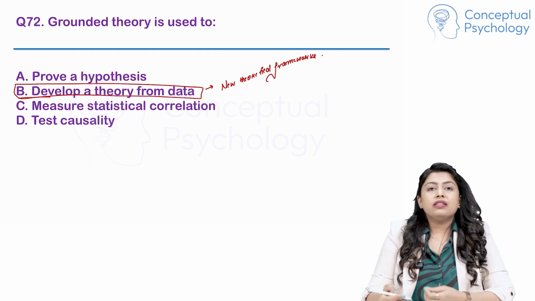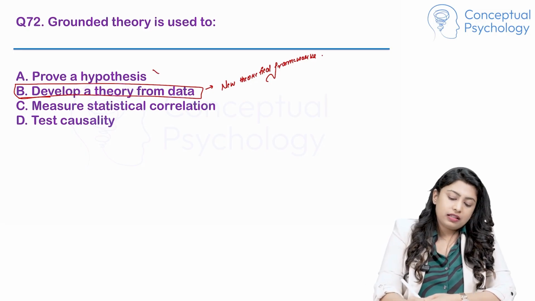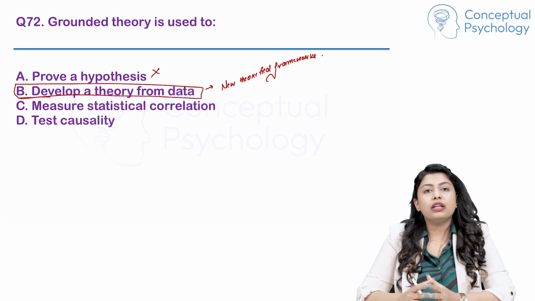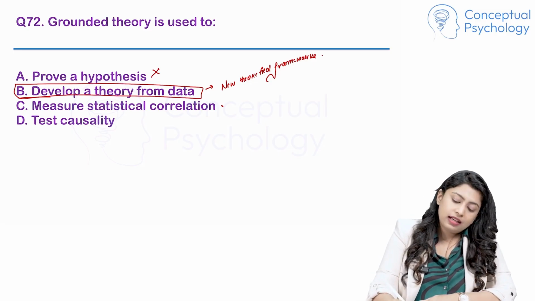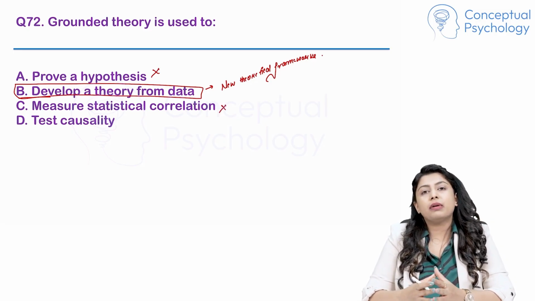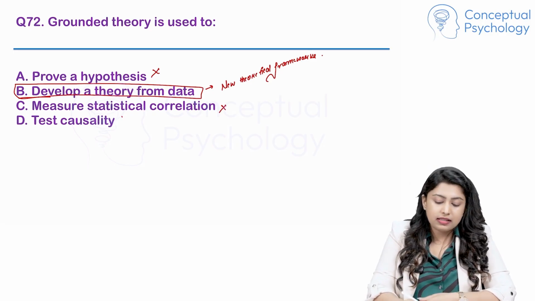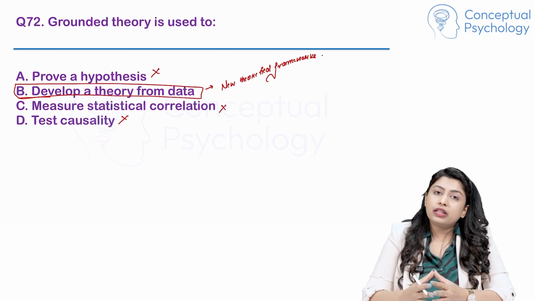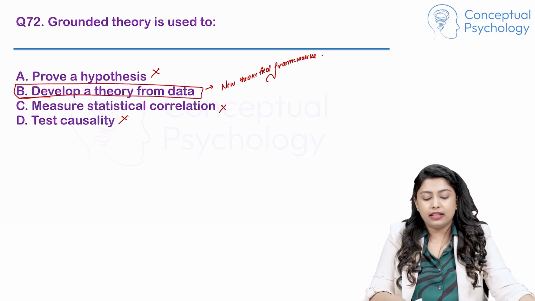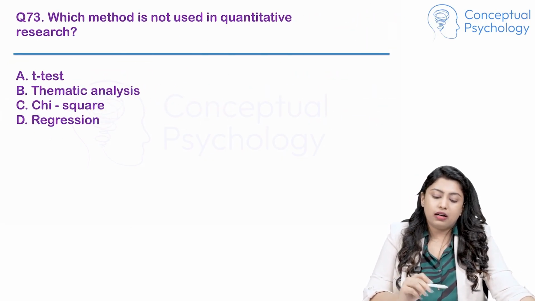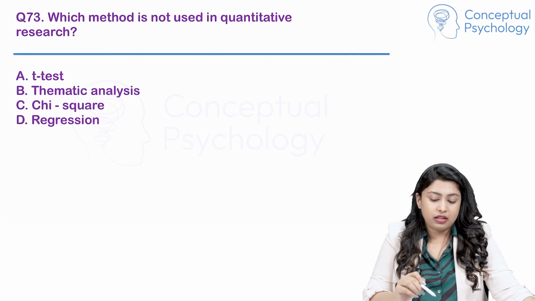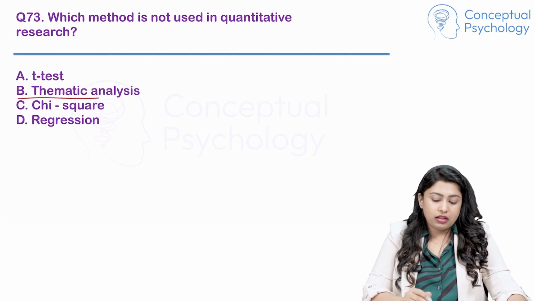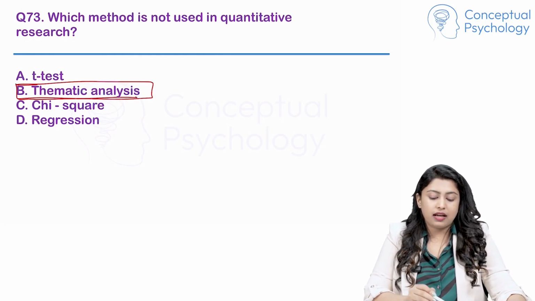So proving a hypothesis, this is the goal of quantitative hypothesis testing. Measuring the statistical correlation, this is again quantitative analysis. Testing causality, this requires the experimental or the quasi-experimental designs. So, grounded theory is an inductive approach that builds theoretical understanding directly from systematic data analysis. Which method is not used in quantitative research? T-test, thematic analysis, chi-square, or regression? So here we are talking about thematic analysis, B as the correct answer.